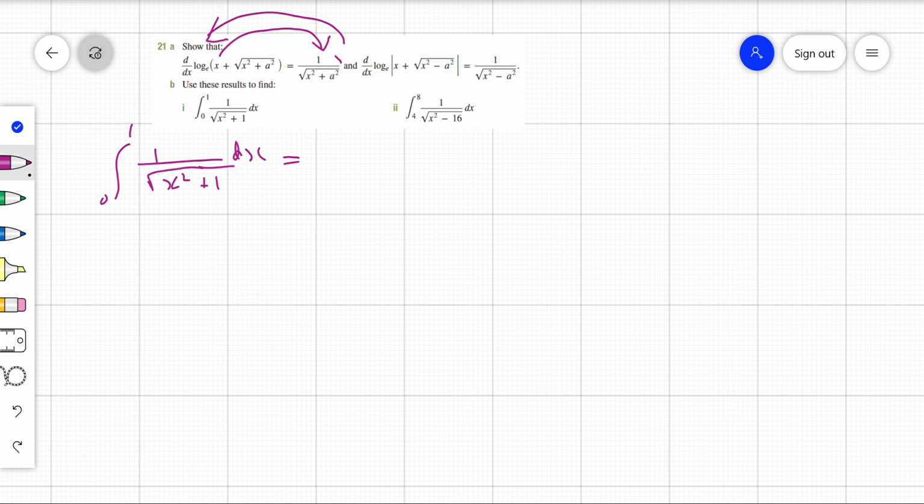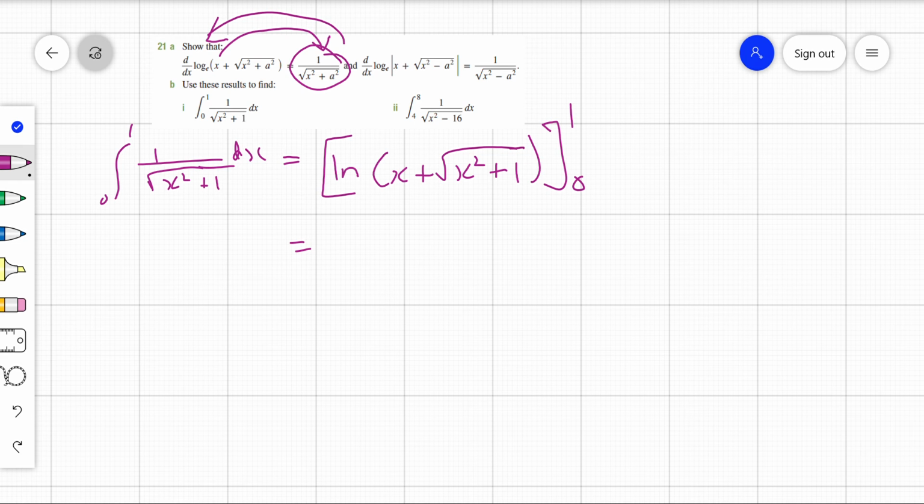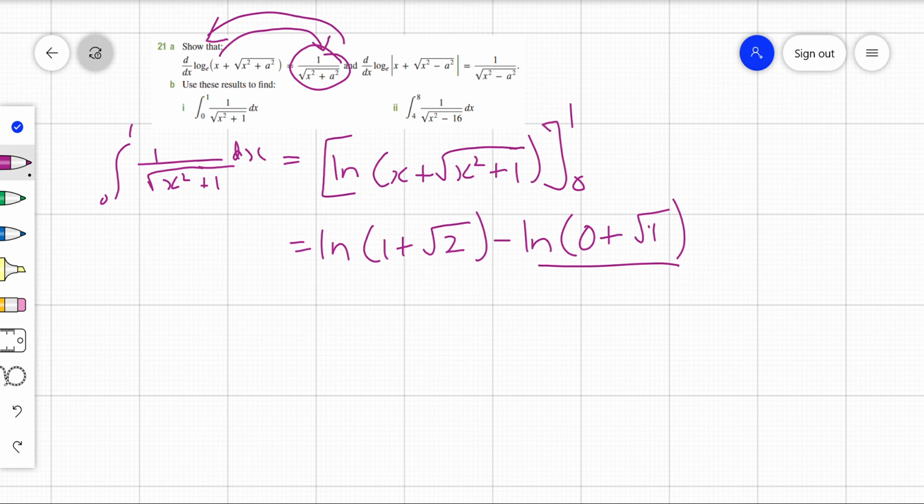So if we're integrating something that looks exactly like that, where a equals 1, we're going to get log of x plus square root of x squared plus a squared, a being 1 is 1 squared, which is 1. That's what we're going to get, and it's a definite integral. We're going between 0 and 1. So if I sub 1 in, we get 1 plus root 1 squared plus 1 minus 0 plus square root of 1, which is 1, which is log, so this becomes log 1, which is 0, so we just get log 1 plus root 2, and that's our answer.